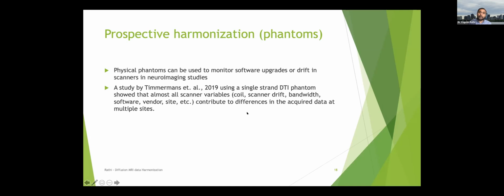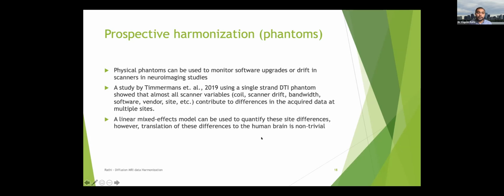And I have to say that what we get is the final data product. When we get the data, it is not a linear combination of these things. It is a very non-linear combination of these things. So I would be very surprised if we were able to very robustly measure the scanner effects just by linear models. Even if this paper used a linear mixed effect model to quantify these site differences, it is not clear how you translate them to the human brain.